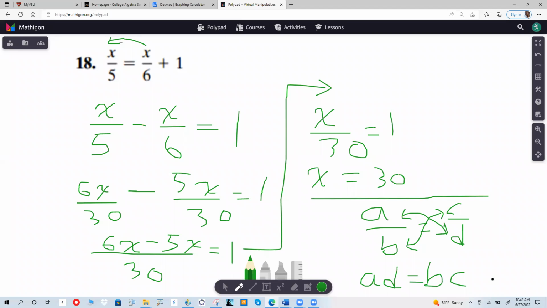Now I'm going to check it, and it's an easy check. It's not as nightmarish as the previous one. The left-hand side is 30 divided by 5, which is 6. And the right-hand side is x, which is 30. 30 divided by 6 is 5. A little question mark here. 5 plus 1, surely they match. 5 plus 1 is 6. They match. We're in good shape. We got it right. It wasn't too bad.